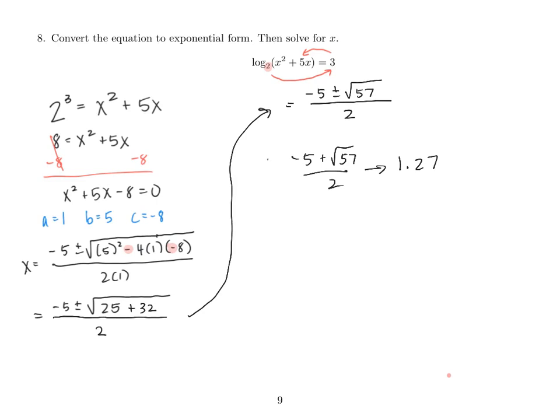So now let's see, this is one option. Our second option is -5 minus the square root of 57 over 2. Let's see what we get when we do that. So the square root of 57 plus -5 divided by 2, I got -6.27.